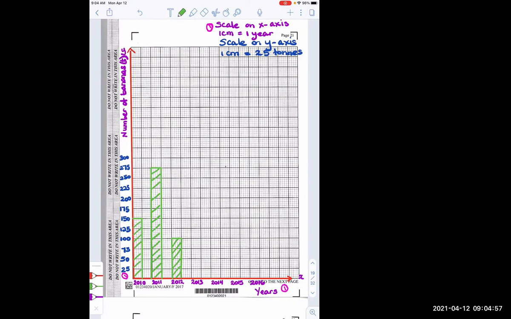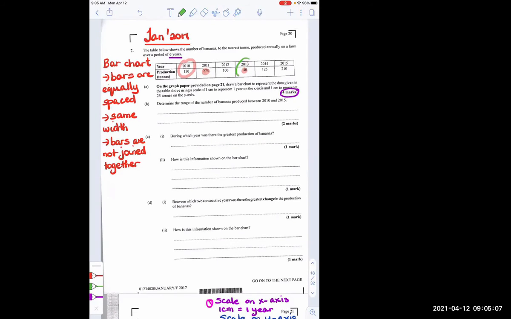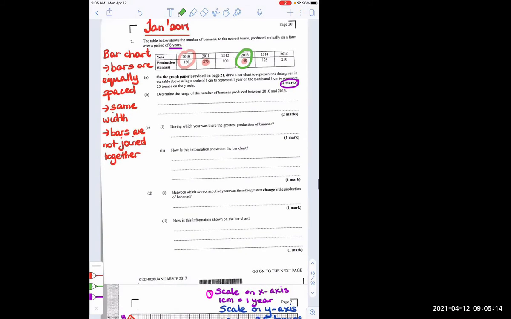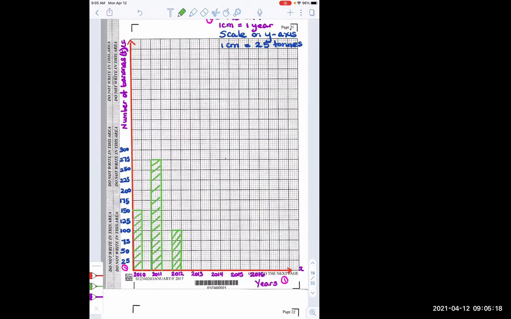All right, does everyone have that so far? Yes. So we want to look at 2013, which has a value of 40. But you remember each small block represents 5. So if here represents 25, then we have 30, 35, 40. So here we will represent 40.